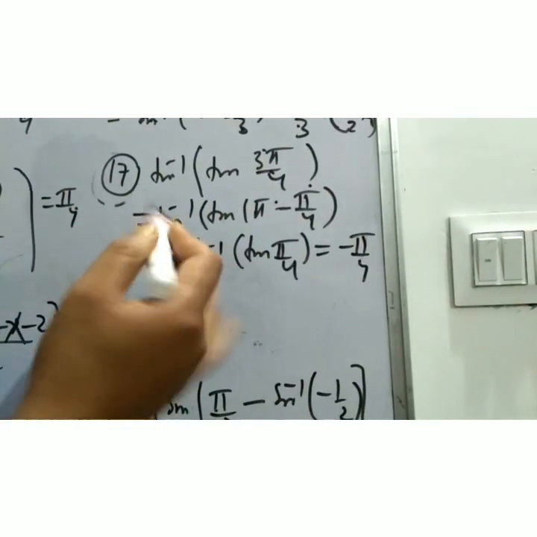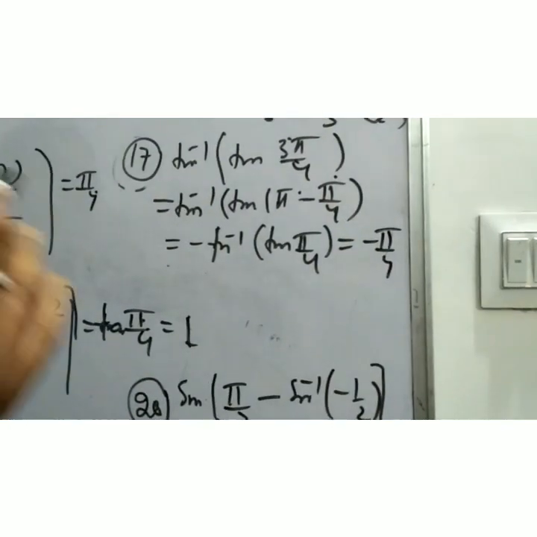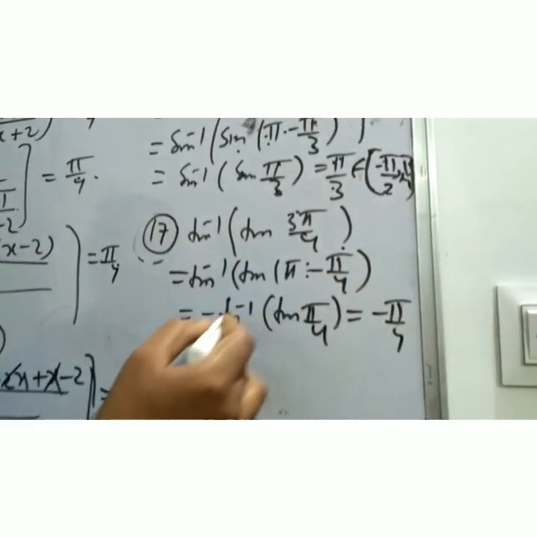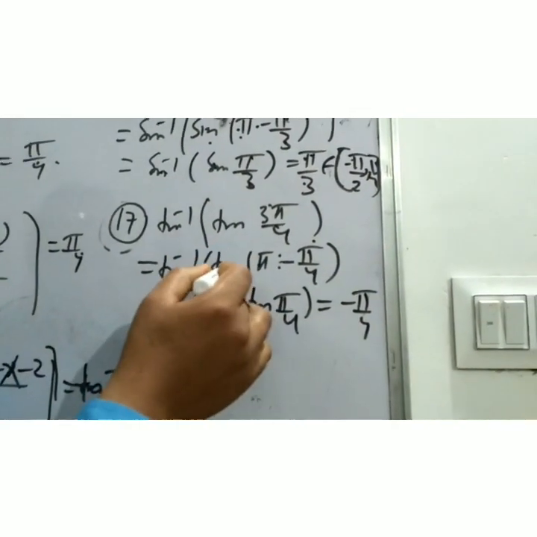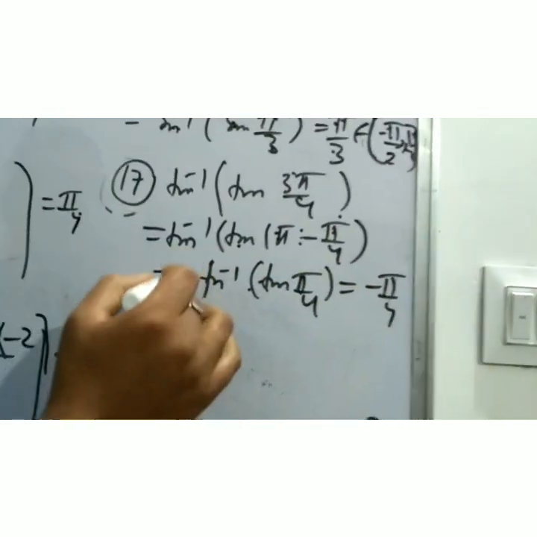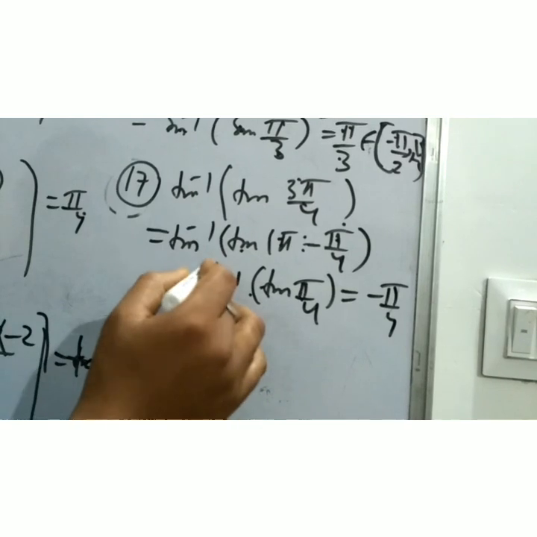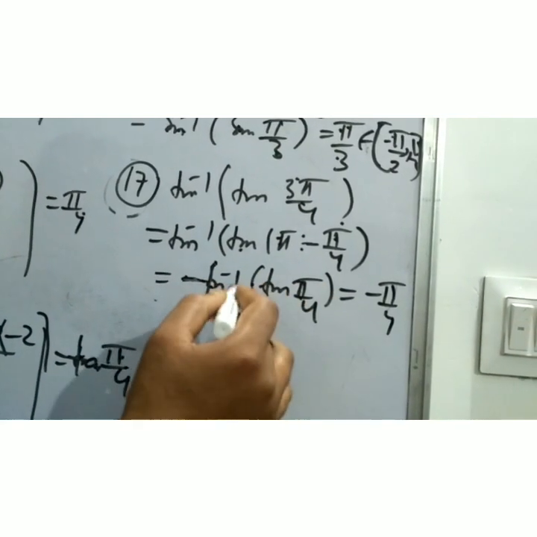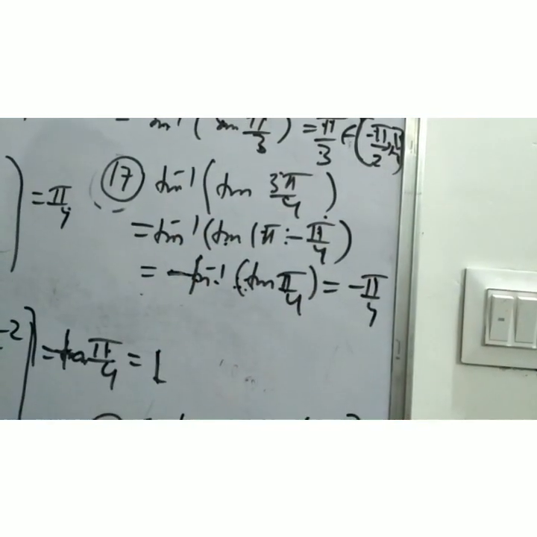But pi minus theta is in the second quadrant, and obviously in the second quadrant tan is negative. So I write a minus sign before it. So tan of pi minus pi by 4 is equal to minus tan pi by 4. So take the minus in front. Then tan inverse tan pi by 4 cancels out, and the result will be minus pi by 4.